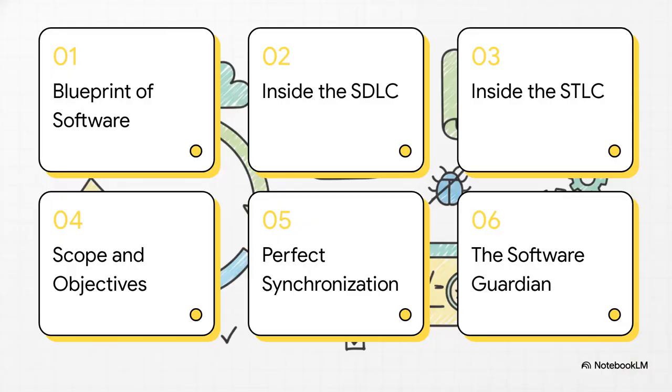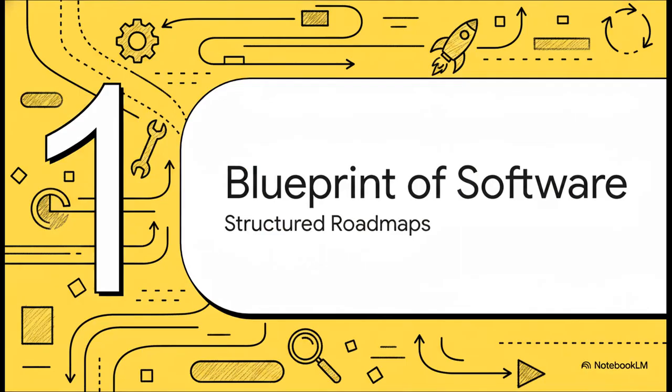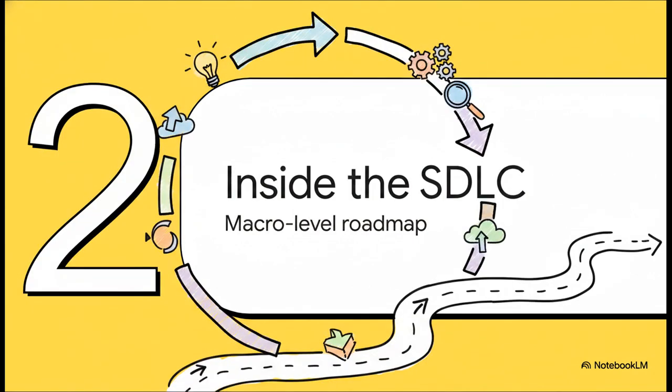So, here's our roadmap for today. First, we'll look at the blueprint of software. Then we'll jump inside the SDLC and inside the STLC. After that, scope and objectives compared, followed by the perfect synchronization, and finally, becoming the software guardian. Section 1. The blueprint of software. Moving right along to Section 2, inside the SDLC.